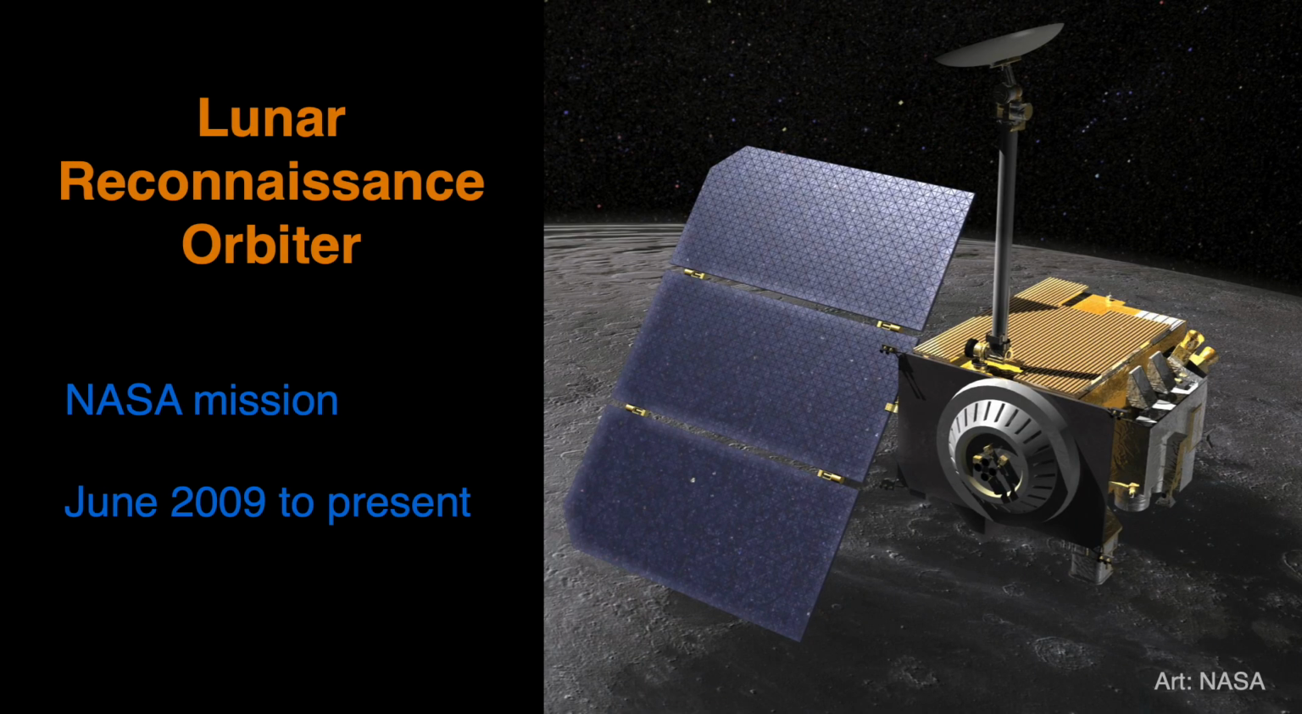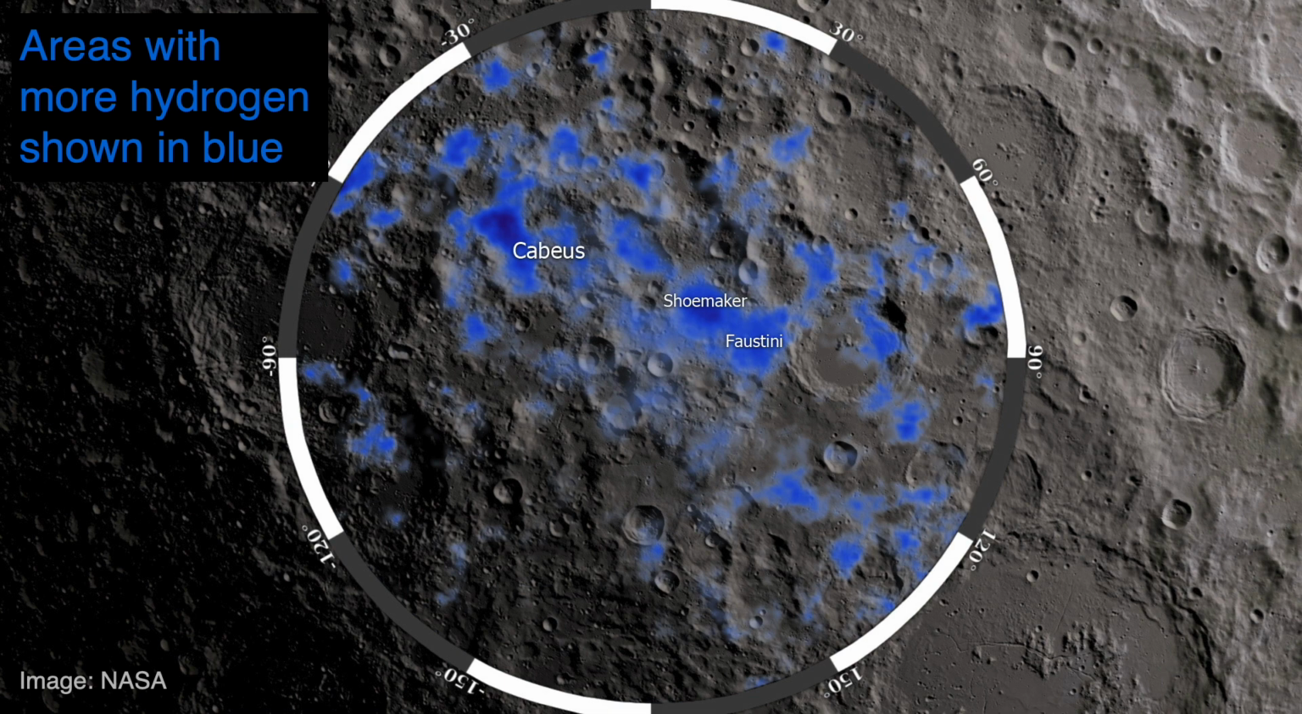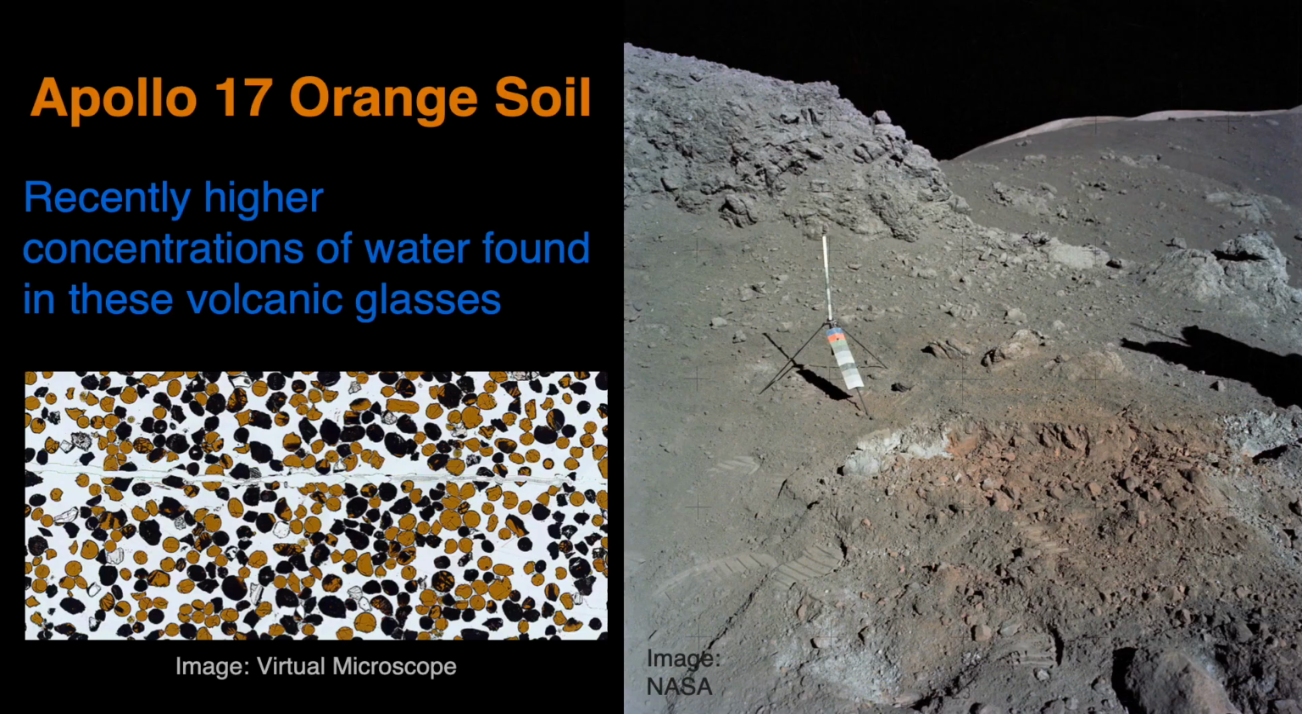Next, let's look at the Lunar Reconnaissance Orbiter, which is a NASA mission that has been operational since June 2009. Much like the Lunar Prospector mission, the Lunar Reconnaissance Orbiter detected hydrogen at the poles of the moon by measuring neutrons. Recently, scientists have found higher concentrations of water in Apollo samples.